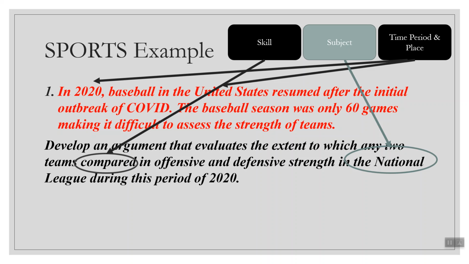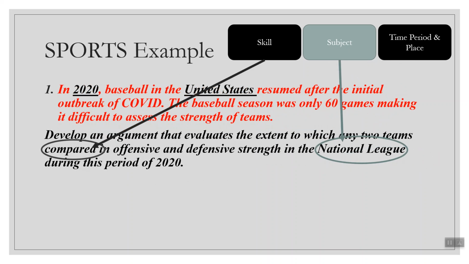Now you figure, well, of course it's the United States. No, there was Korean baseball going on before the United States. There's also Cuban baseball, Mexican baseball, Japanese baseball. So there's baseball all over the world. So I'm giving you the exact place and time. So I'm asking you to compare the National League in the United States in 2020.